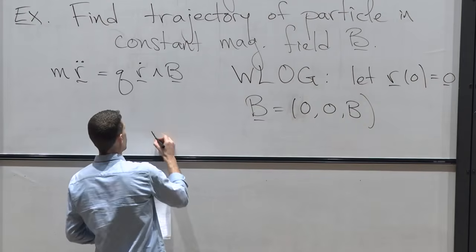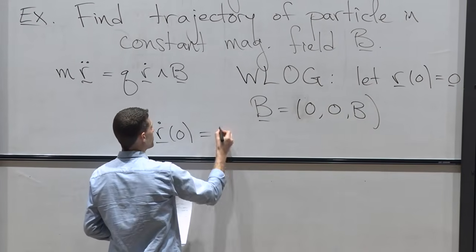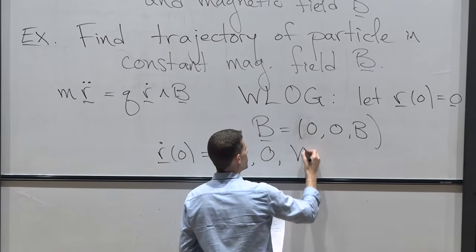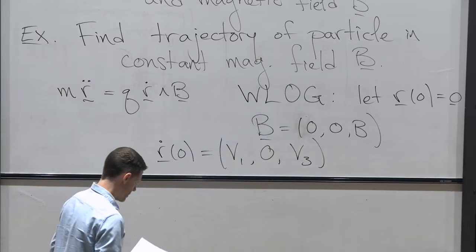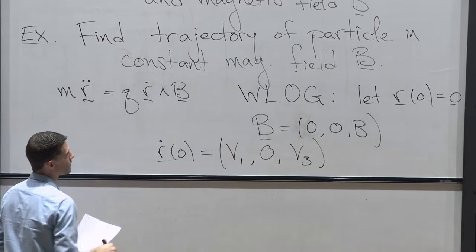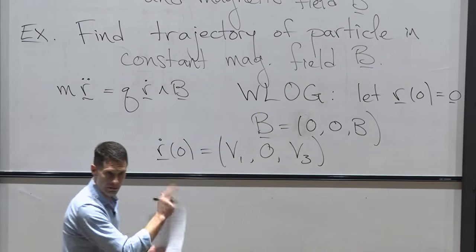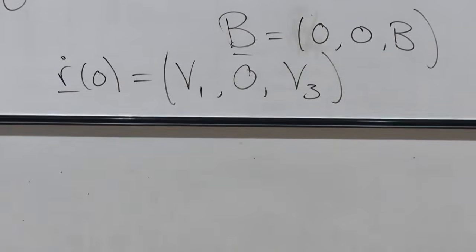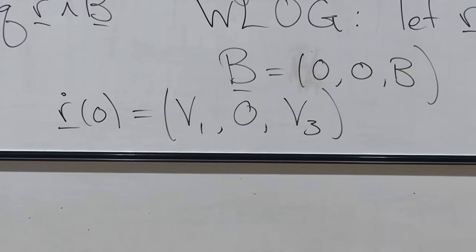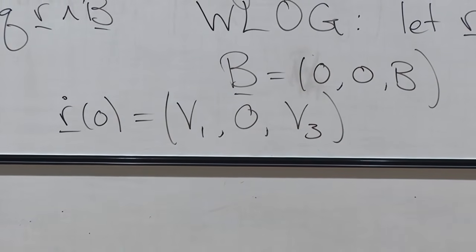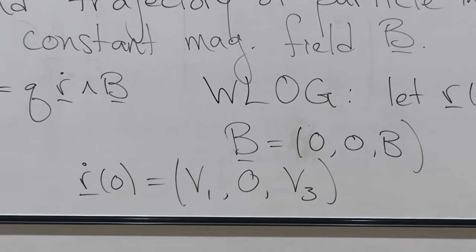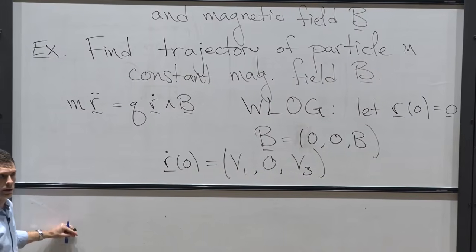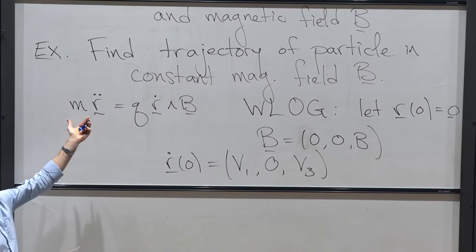So I'll let r dot of 0 be v1 in the x, nothing in the y, and a v3 in the z. Okay, so I'm leaving its magnitude arbitrary and the v1 and v3 components in the x and z arbitrary. Okay, so this is a funny looking equation, r dot living inside the cross product. On the other hand, B is constant, so I can actually just integrate that equation one time.